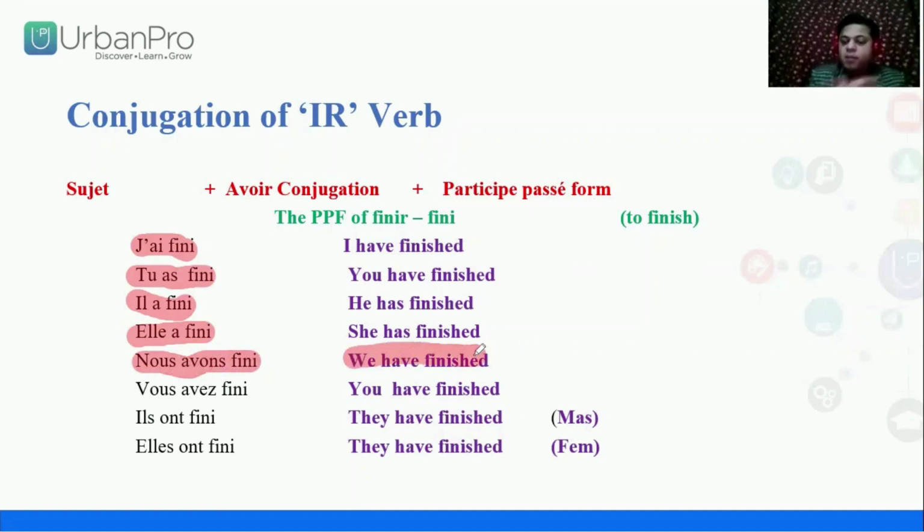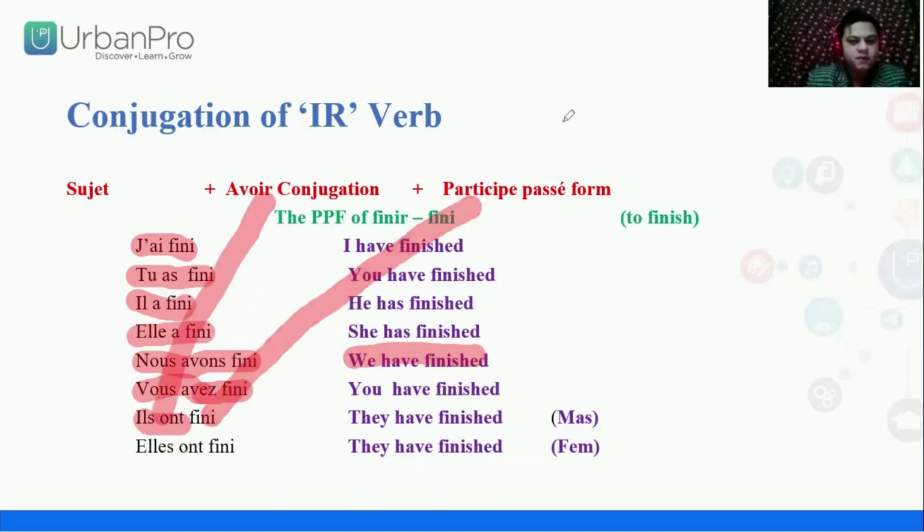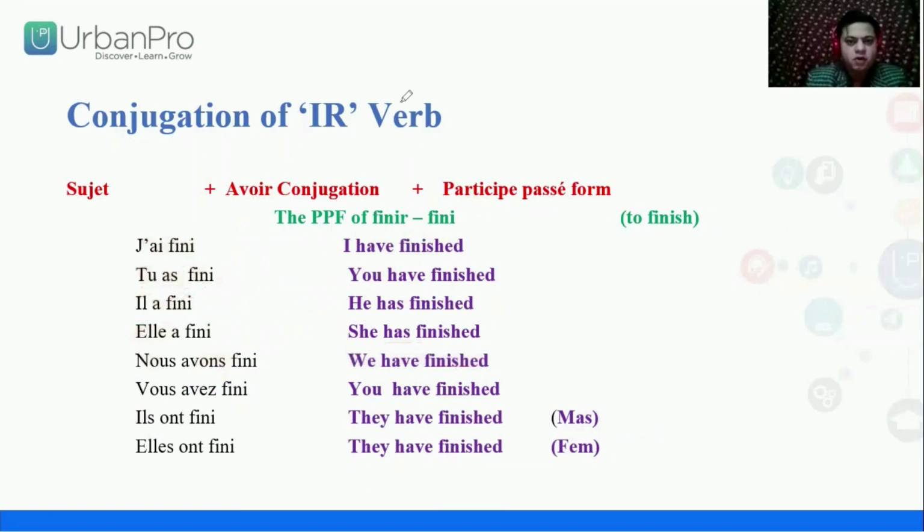The action is completed. I keep on saying the action is completed, which means we use the passé composé when the action is completed. Now vous avez, that is an avoir conjugation, plus the PPF, fini. Ils ont, that is an avoir conjugation, and fini, that is the PPF. I hope it's clear to you. Okay, just have a look. This is the avoir conjugation and this is the PPF, fini.